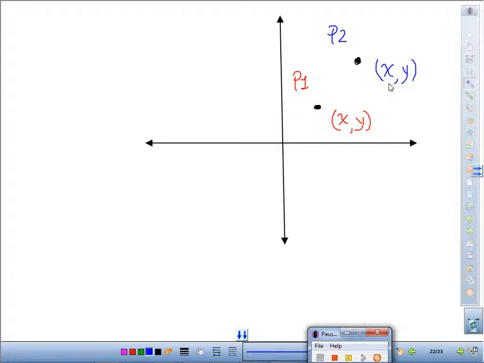So in order to distinguish one from the other, being that this is point 1, check this out. This is what mathematicians do. If we look up, we label this with a sub 1. So if that's true for this one, if this is point 1, coordinate x sub 1, y sub 1 for point 1, what am I going to write for this one? X sub 2, y sub 2.